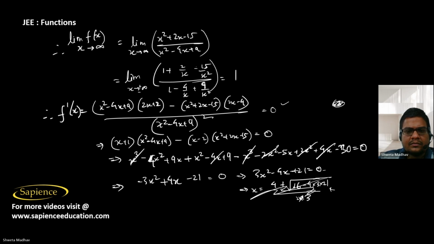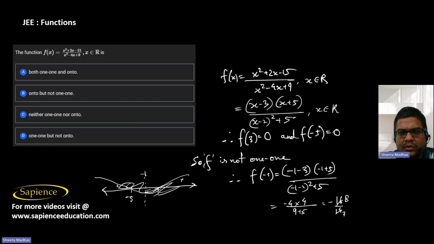So it is not onto also, since it will have a maximum value and one minimum value also. So the range is a subset of R. The range of the function f is a subset of R. So therefore it is neither 1-1 nor onto. Option C is the correct answer.